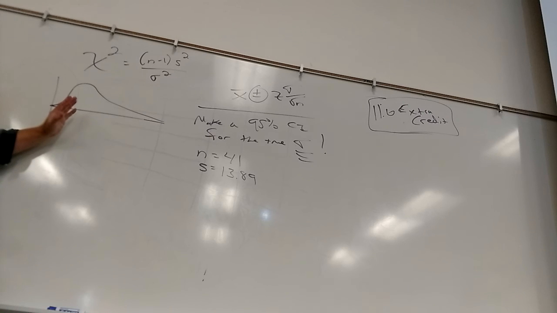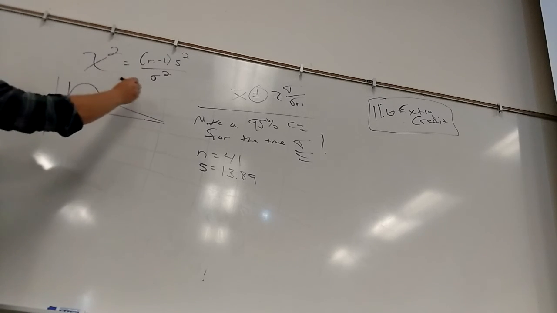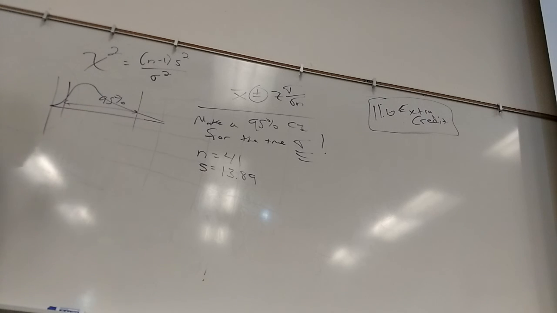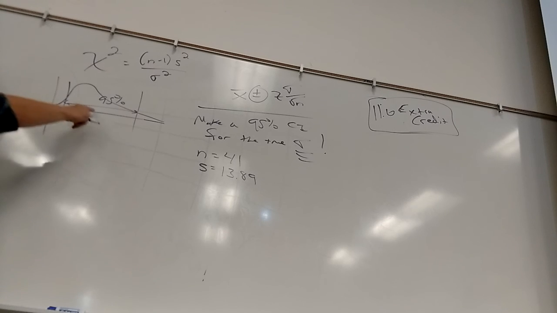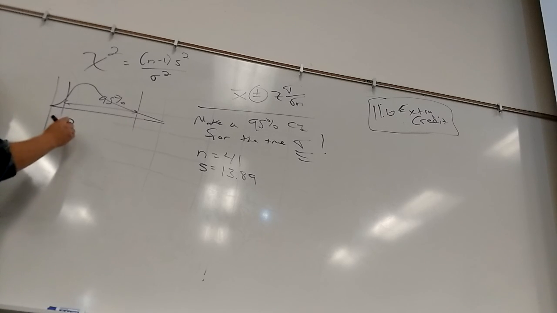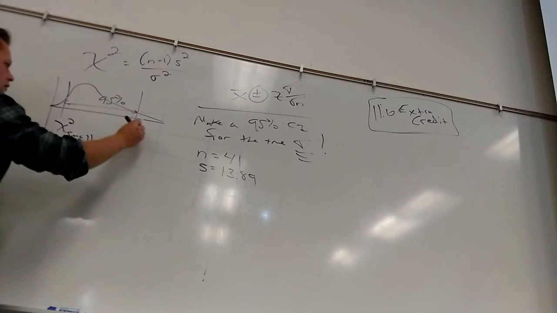If I want to make a 95% confidence interval, then somehow it's got to capture the middle 95%. But this looks messy compared to the normal distribution, because the normal distribution is symmetric. This one still works the same way. It's just that there's not 0 in the middle. I'm not going to have a positive and a negative chi-square to work with. We're going to have what I call a chi-square small and chi-square big.